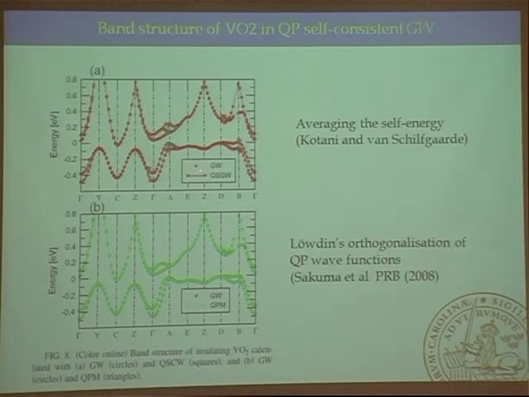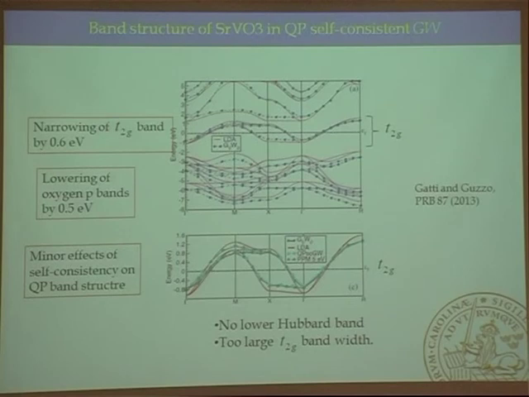This is another example. If you just do a one-shot GW, you actually do not open up a gap, but you do when you do a self-consistent calculation. So this indicates that the change in the wave functions is important. I think it is the same in the rutile phase.